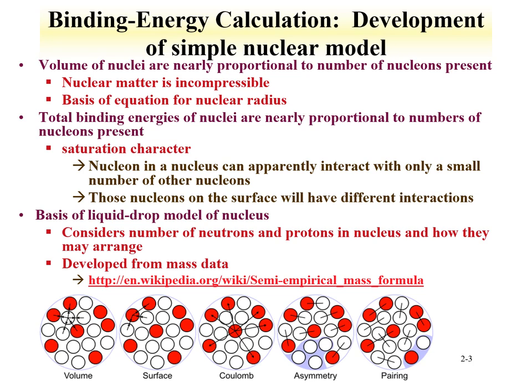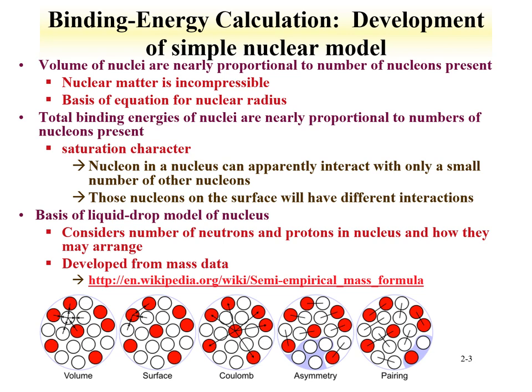The total binding energy of nuclei is nearly proportional to the number of nucleons present. So there's a saturation character. That means that the nucleons tend to only interact with a small number of other nucleons. If we thought of water, water only tends to interact with other water around it. So it seems to be a reasonable model.